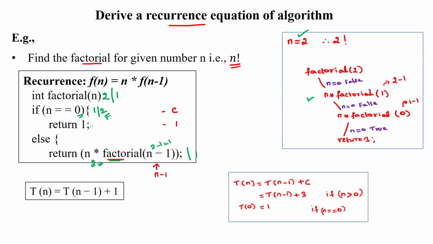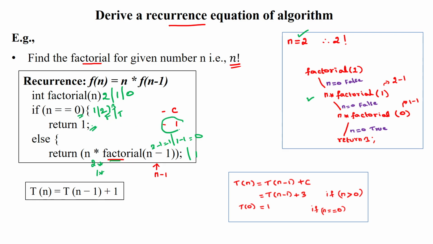It is false again, then coming back to the factorial. Now the n value is 1, and factorial of 1 minus 1 equals 0. So now again we are calling factorial of 0, and now it is true. That is the third time it is calling, then it returns 1.